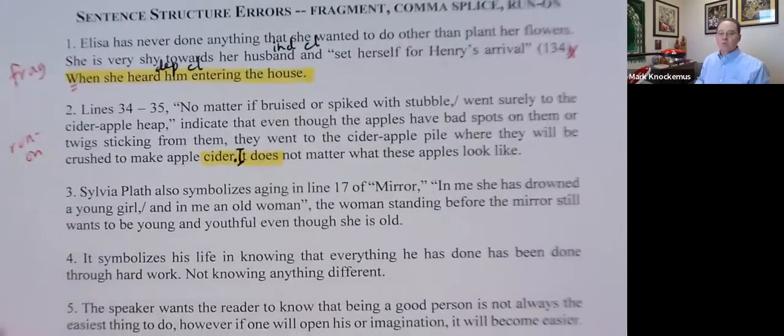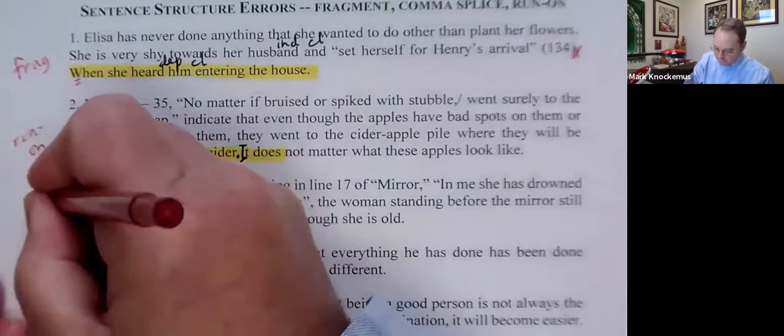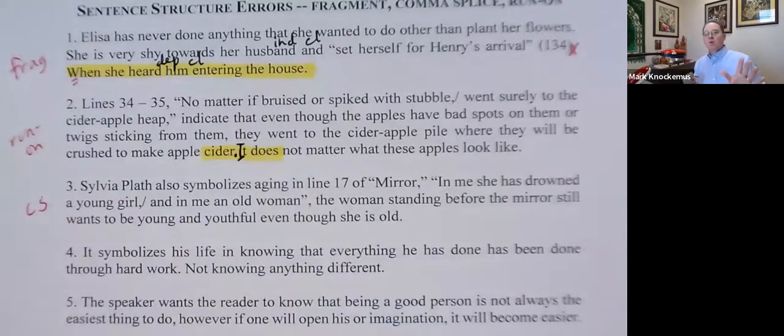Sylvia Plath also symbolizes aging in line 17 of "Mirror." "In me, she has drowned a young girl, and in me, an old woman." The woman standing before the mirror still wants to be young and youthful, even though she is old. What's wrong here? Here we have a comma splice. A lot of folks say a comma splice is where we have a comma where it doesn't belong, and that's not really the true definition of a comma splice. A comma splice is when we have a comma all by itself between independent clauses.